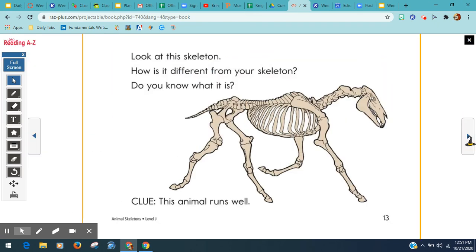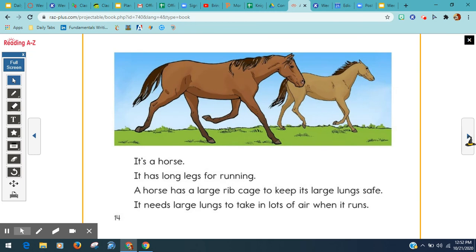Look at this skeleton. How is it different from your skeleton? Do you know what it is? Clue. This animal runs well. It's a horse. It has long legs for running. A horse has a large rib cage to keep its large lungs safe. It needs large lungs to take in lots of air when it runs.